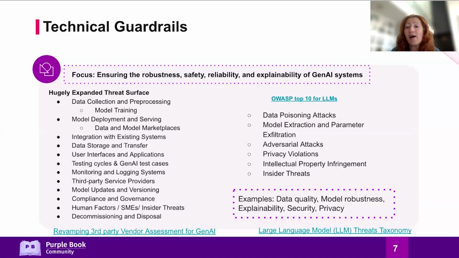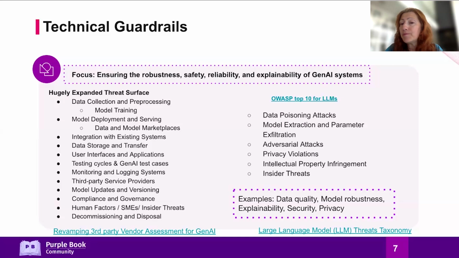And of course, we have a lot more examples like the data poisoning attack, the model extraction, parameter exfiltration, adversarial attacks. And I will have some examples of those a little bit later in the slides. And I did put another paper that I was part of at CSA, the large language model threats taxonomy. It's a really interesting paper. You probably want to go and take a look at it.